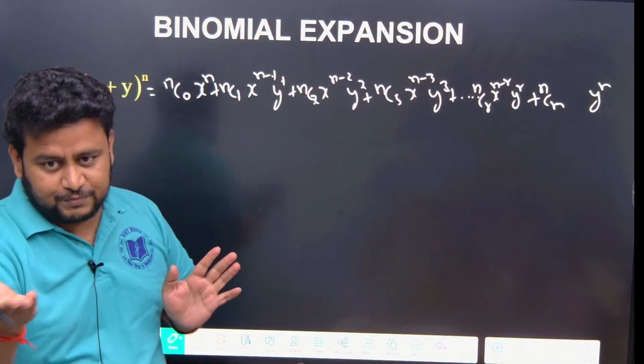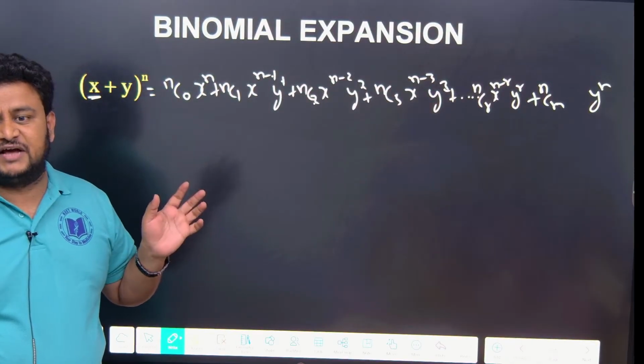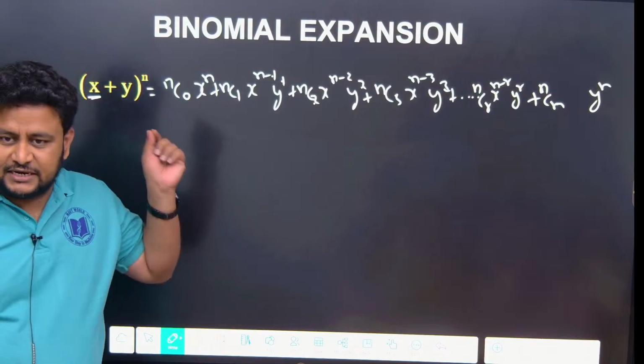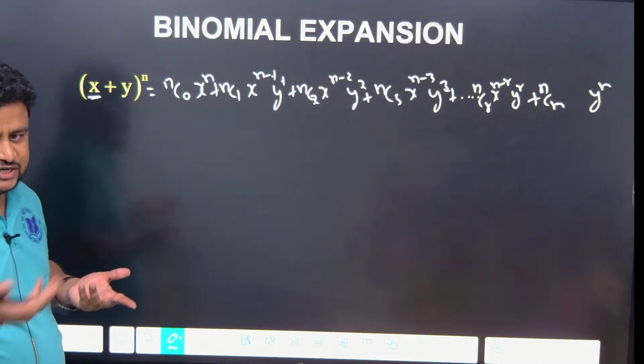They can ask a question for you people especially. They can give an expansion like (x + 2)^17. If they ask how many terms are there in this expansion, it is n + 1. That is, the answer will be 17 + 1, 18. They can ask straightforwardly like that.